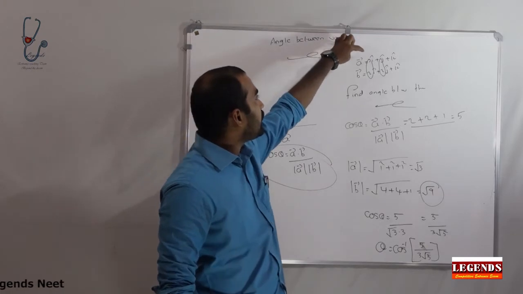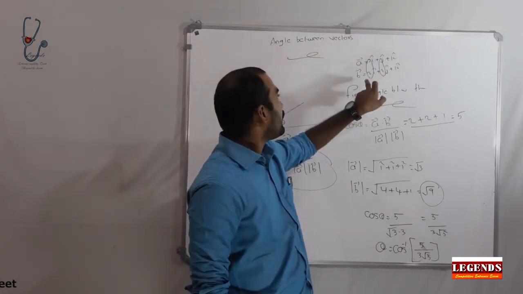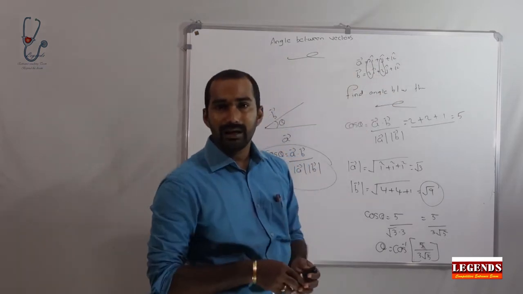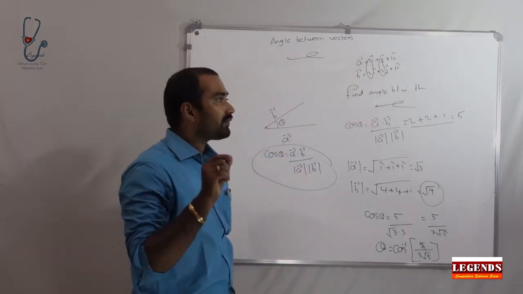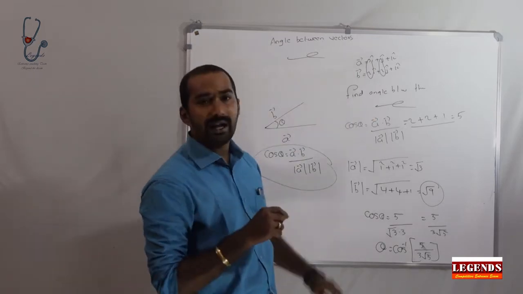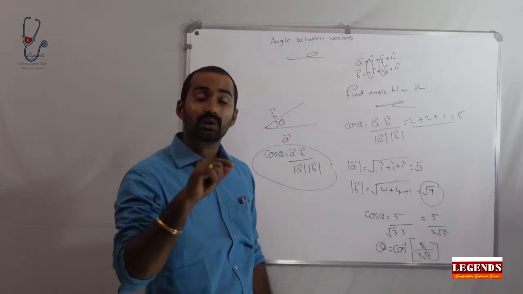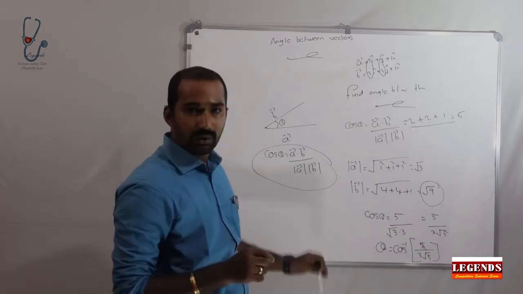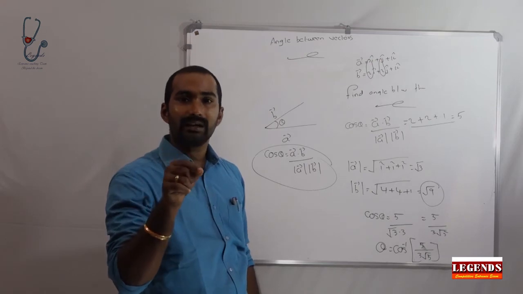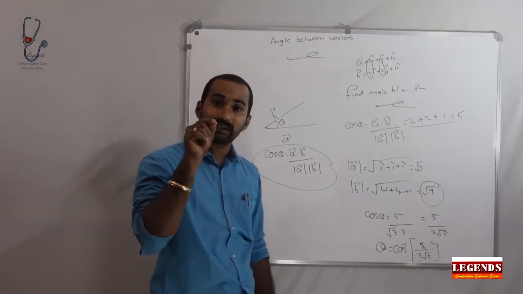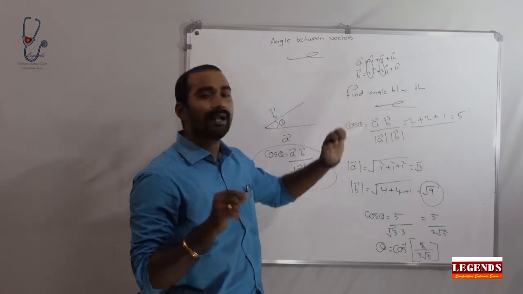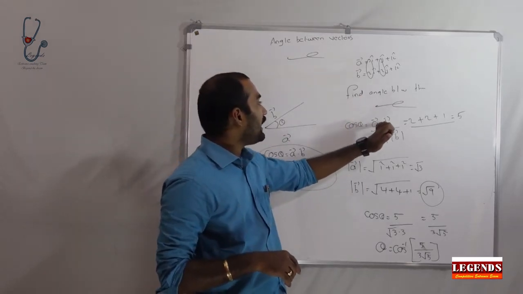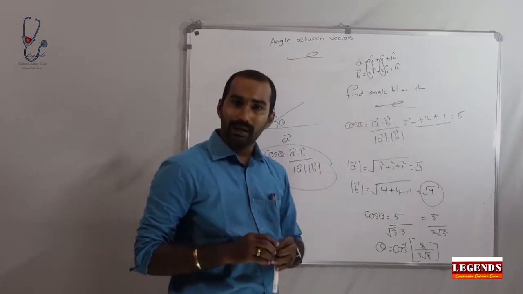A vector is equal to i plus j plus k and b vector is equal to 2i plus 2j plus k. Find the angle. If the question says just find the angle, the doubt is whether the angle is in cos or in sine. If it says only find the angle, find the cos angle. If they want the sine angle, the question will always say so. If it is only finding the angle, that means find only the cos angle.